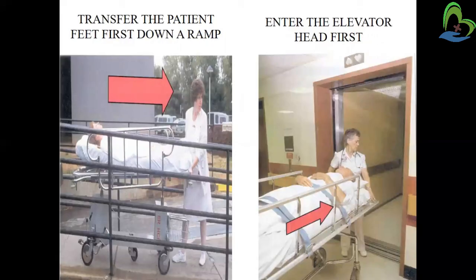Then transfer the patient feet first down a ramp. Always the patient's feet should be first on the ramp. Then enter the elevator head first. While we are transferring the patient from stretcher to bed or bed to stretcher, the head should be in an elevated position.